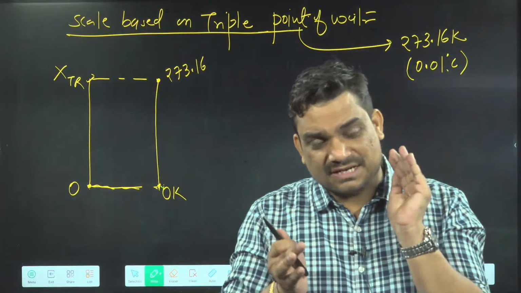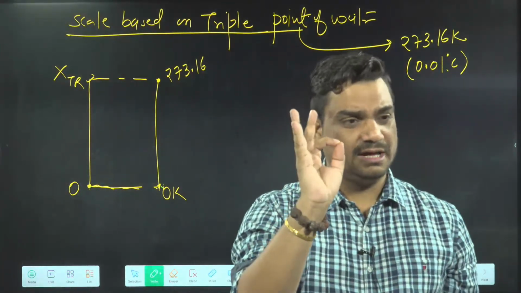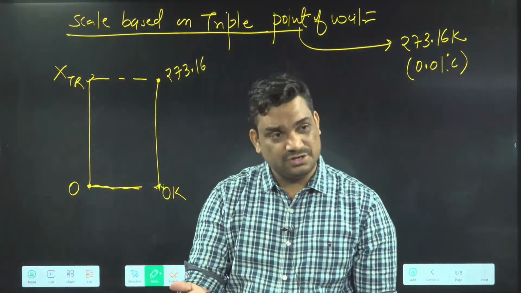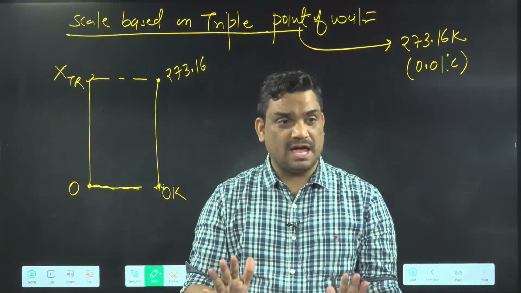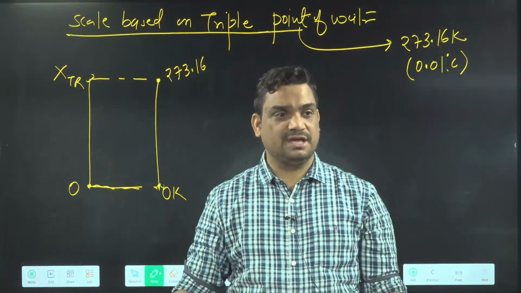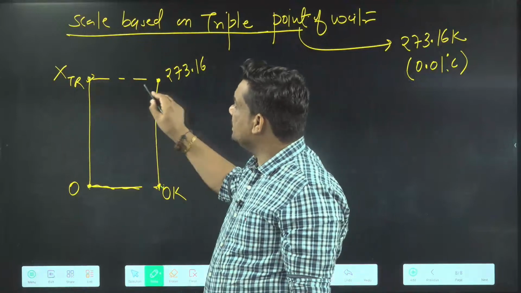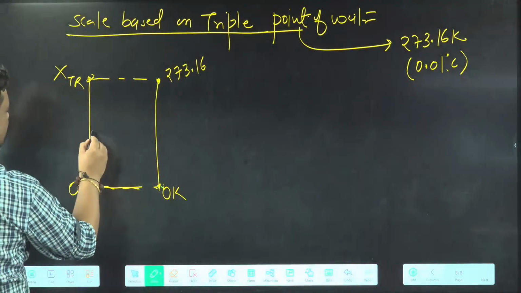What is the volume of the gas at 0 Kelvin? 0, because the volume of the gas is always, we'll write this definition, the free space where a molecule can move, and at 0 Kelvin there is no activity. So volume, pressure, anything, we will write 0 here. You only need to find that reading at 273.16.